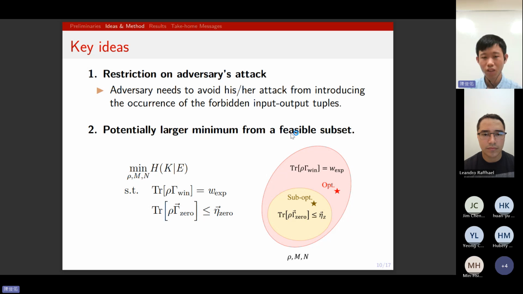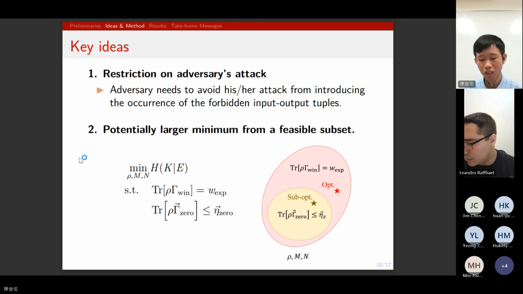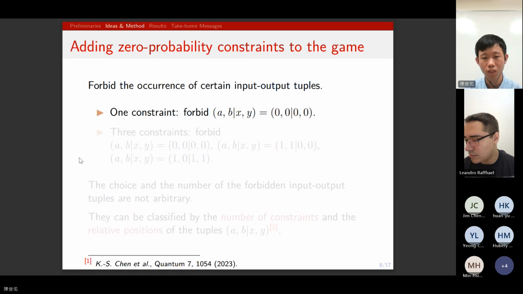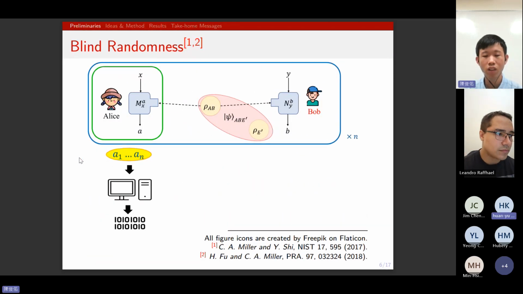Because you can see in the scenario of a non-local game, let me go back to maybe this slide. The state and the device can be prepared by the adversary, but we just use the winning probability in order to certify the behavior of the device, and also whether the state is really what you want. So if we have this kind of zero-probability constraint, then the adversary cannot prepare an arbitrary state and device for the parties. Otherwise, he will be caught and the protocol will just terminate.